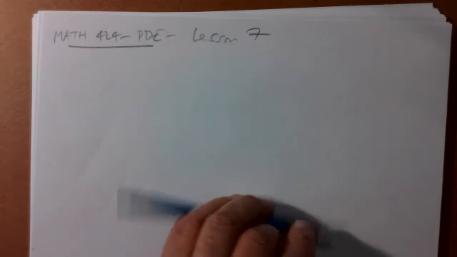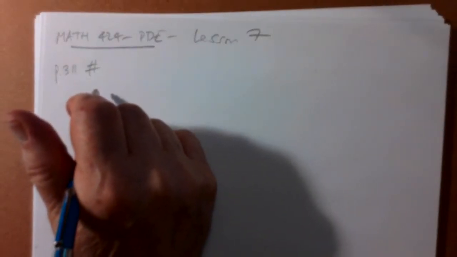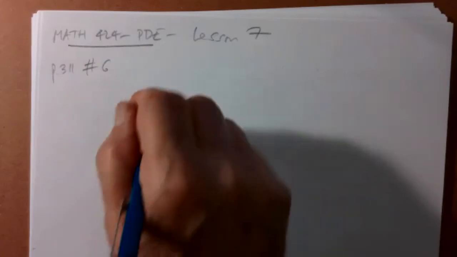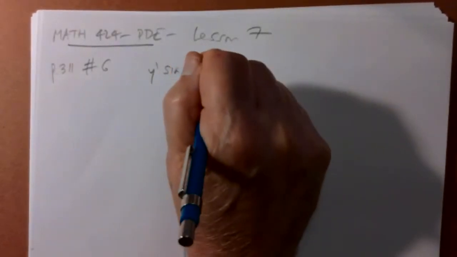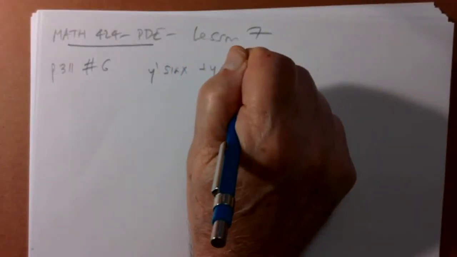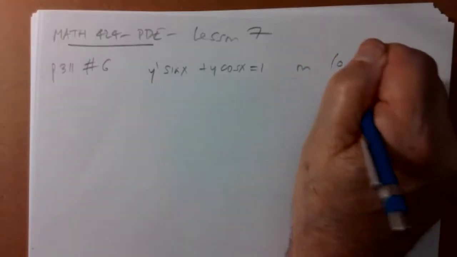Page 311. Which number? Number 6. So find all solutions of y prime sine x plus y cosine x equals 1 on the open interval from 0 to pi.